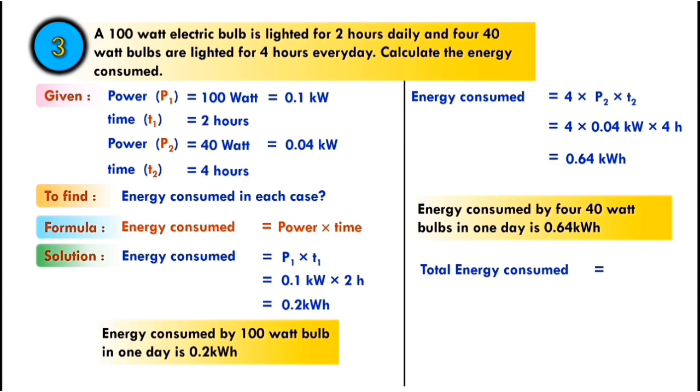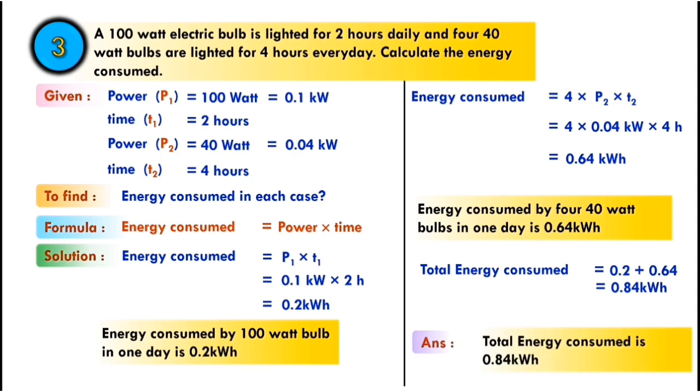Therefore total energy consumed equal to, so now we will find the total energy of the two cases. Okay, so total energy equal to, we have to add both this 0.2 plus 0.64. After calculating it, we will get 0.84 kilowatt hour. So the total energy consumed is 0.84 kilowatt hour.